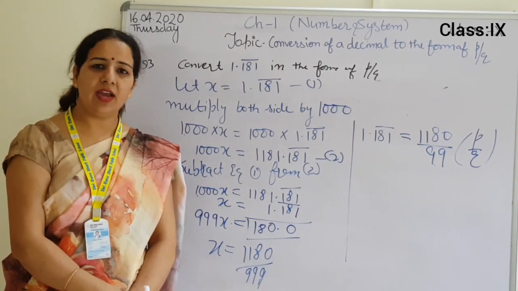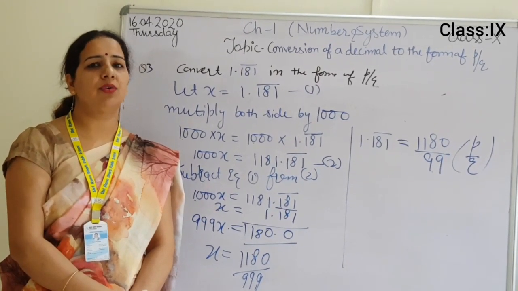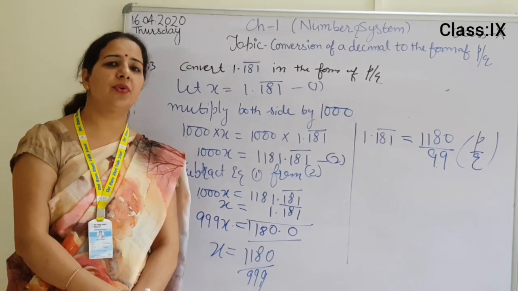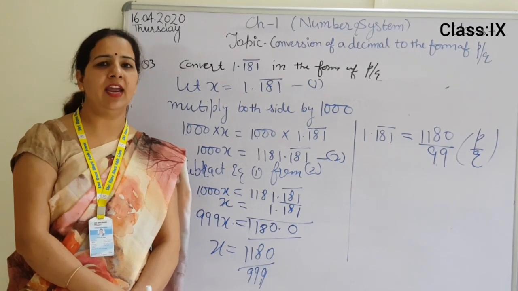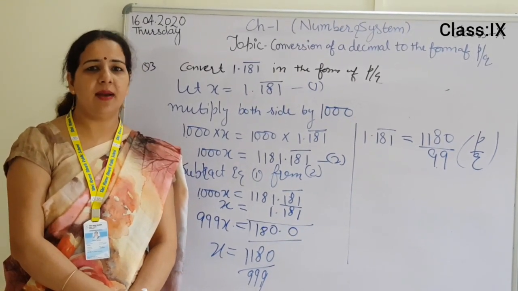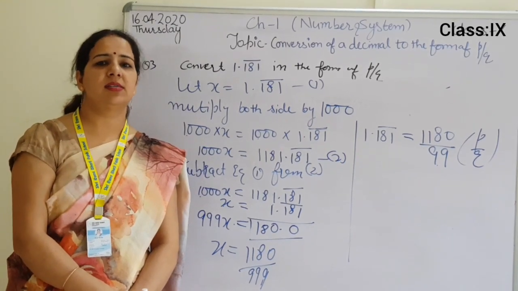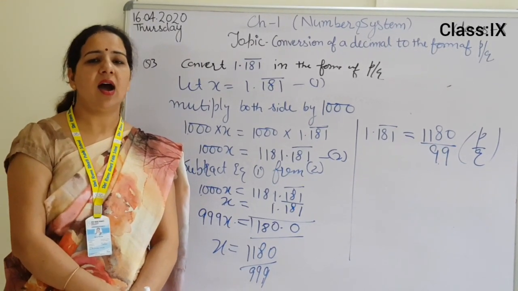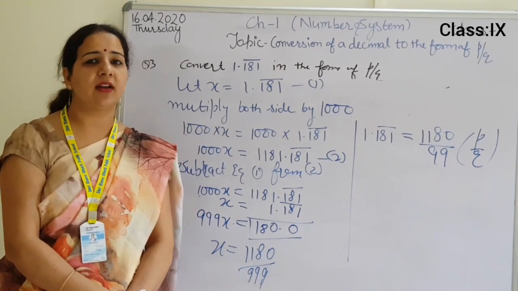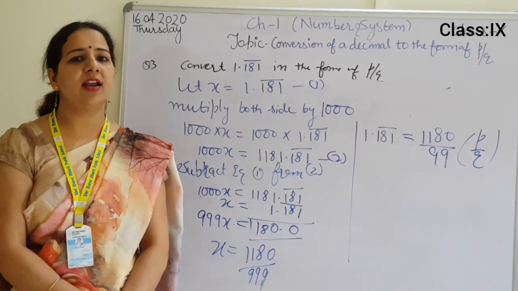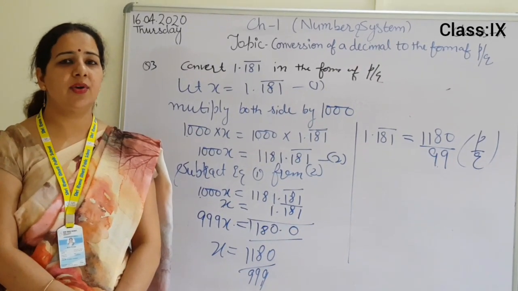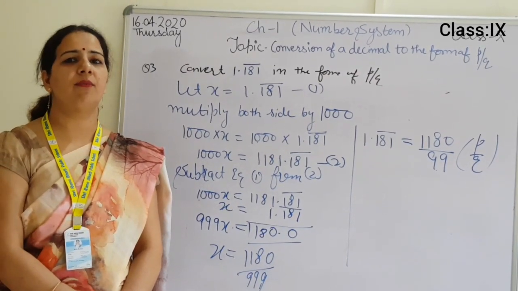So today what have we done? We have done questions in which the bar sign is there, and we have reduced them to the form of P by Q, and they are all rational numbers. All numbers having the bar sign are rational numbers, not irrational. Don't get confused. So we have completed our topic, reducing decimal numbers to the form of P by Q.